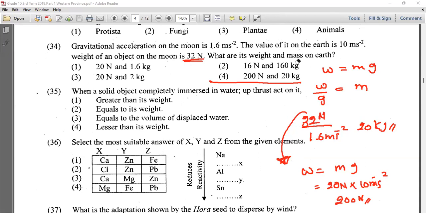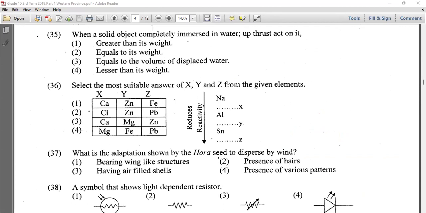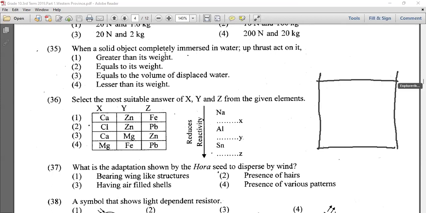All right. Next. So Archimedes' principle, right? When a solid object is completely immersed in water, there is an upthrust acting on it. See here. I have a container filled with a liquid, let's say water. And then what do I do? I immerse an object.